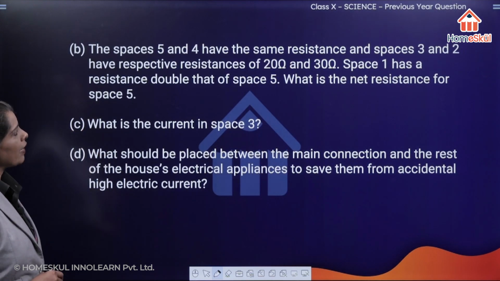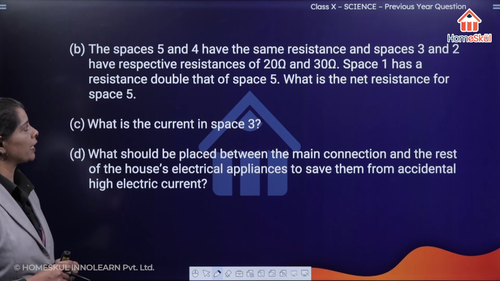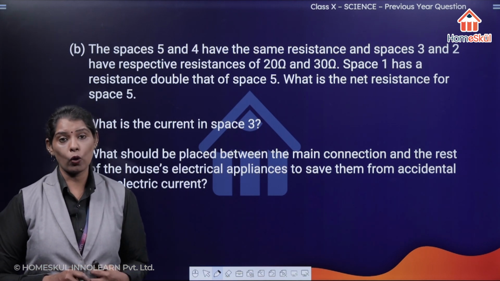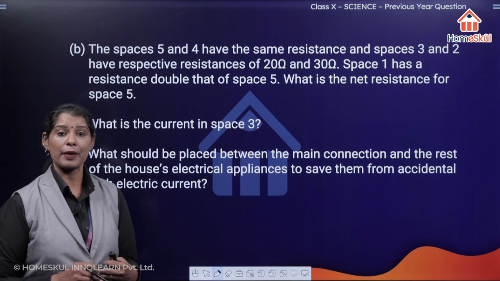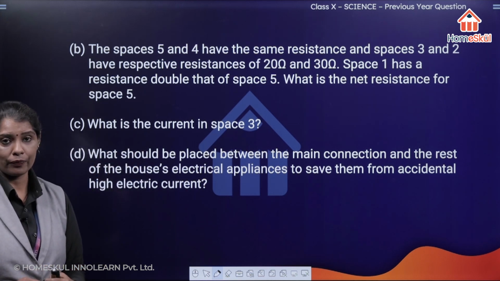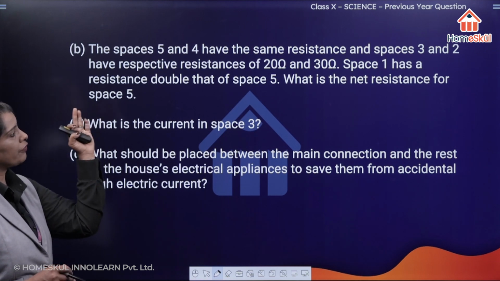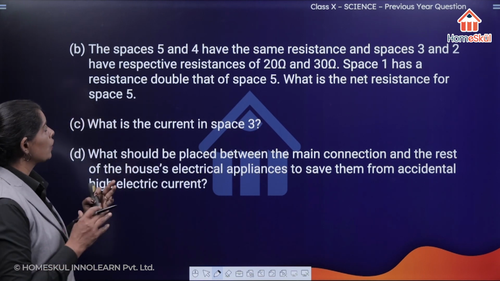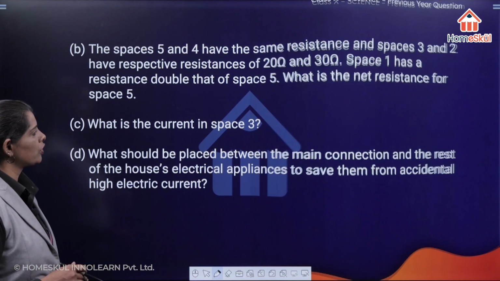The spaces 5 and 4 have the same resistance and spaces 3 and 2 have respective resistances of 20 ohm and 30 ohm. Space 1 has a resistance double that of space 5. What is the net resistance for space 5? So, what are the quantities given? We have spaces 5 and 4 which have the same resistance. 3 and 2 have resistances of 20 and 30 ohm. So, let's do this question now.